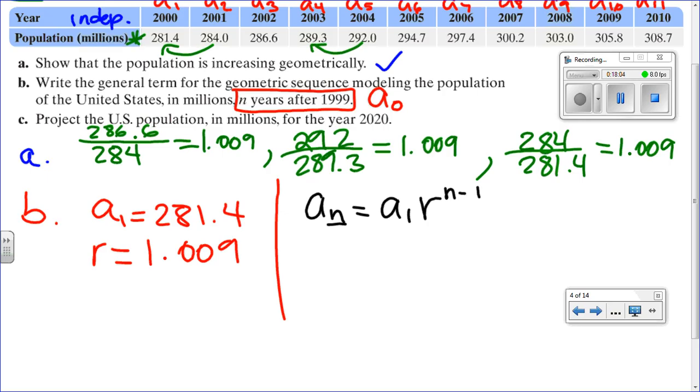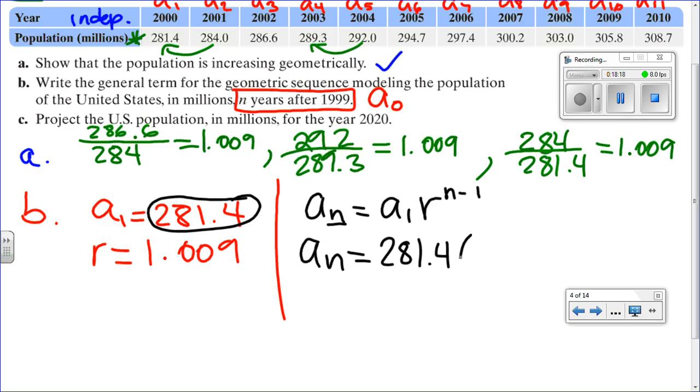Yes, Karina? Now let's do our substitution. So A sub 1 comes from here, 281.4, times the ratio, which is 1.009, and then we will have the exponent, which will be N minus 1. So that will be the answer to part B. That is the answer to part B, this whole thing.